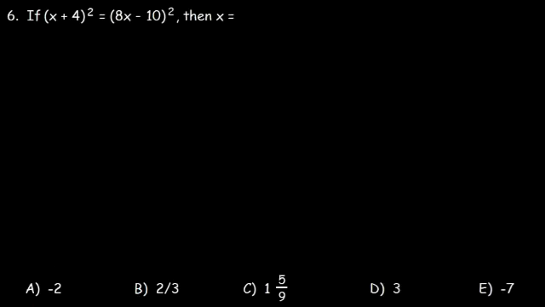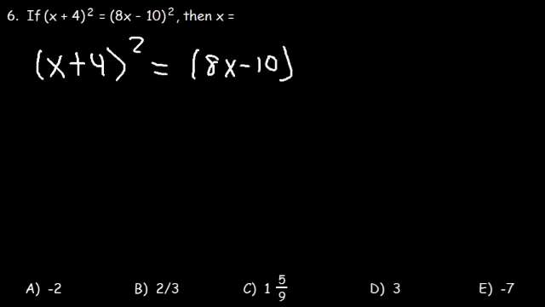Number 6. If x plus 4 squared is equal to 8x minus 10 squared, then the value of x is... So how can we figure out this problem? Well, let's take the square root of both sides. But first, let's rewrite the problem. So x plus 4 squared is equal to 8x minus 10 squared. So we need to take the square root of both sides.